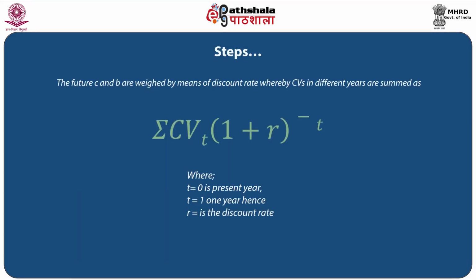The future costs and benefits are weighed by means of a discount rate, whereby compensation variations in different years are summed as summation CVt (1 plus r) raised to the power minus t, where t equal to 0 is the present year, t equal to 1 is one year ahead. r is the discount rate.